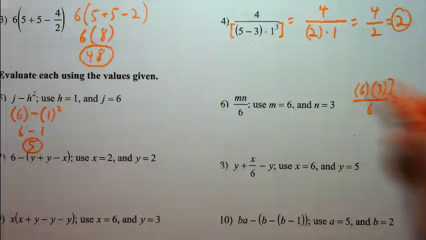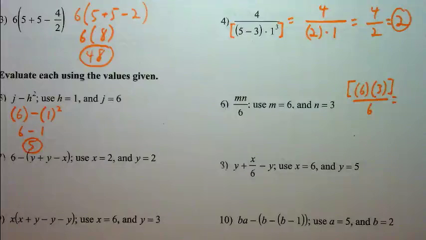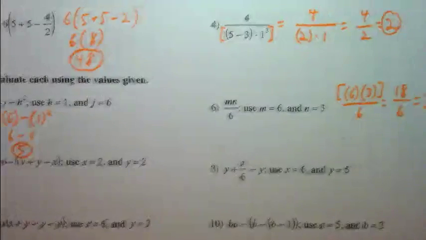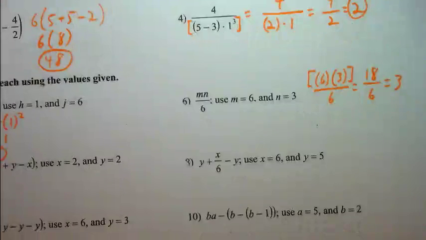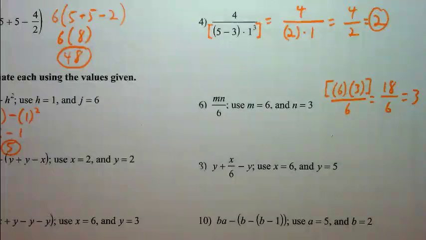I do the top first. 6 times 3 is 18, and then 18 divided by 6 is 3. So like I said at the beginning, you could just cancel the 6's out, and you'd be left with 3. So again, there are other properties that you can use to help simplify besides just doing PEMDAS.